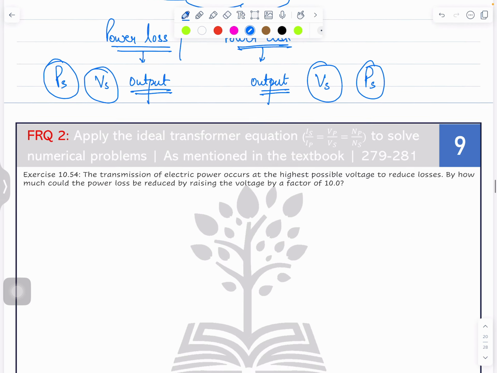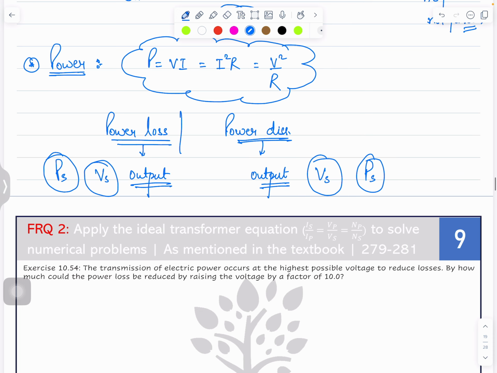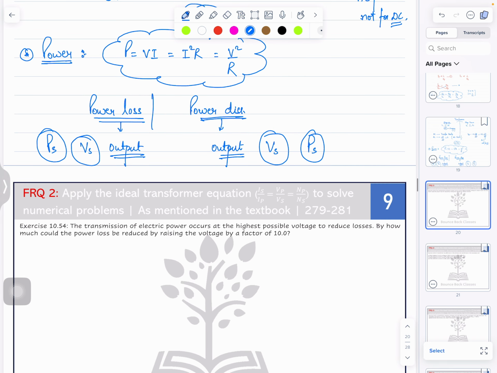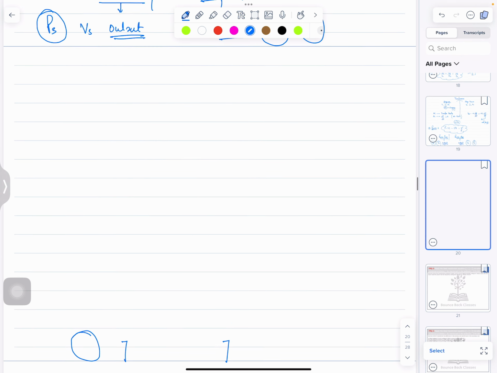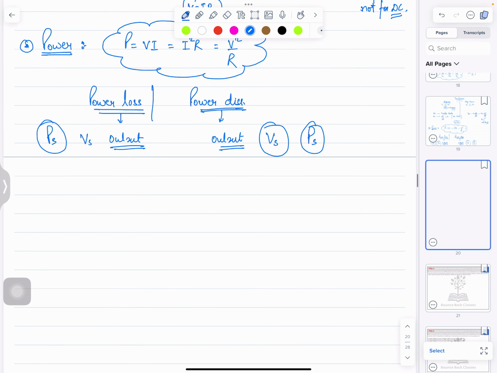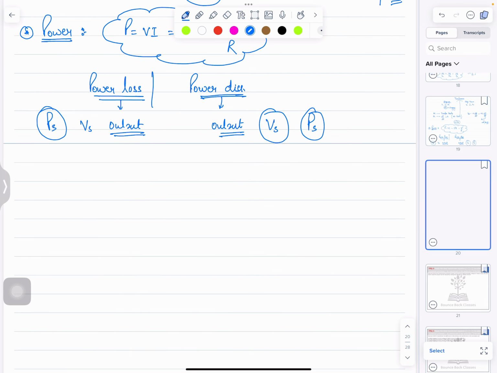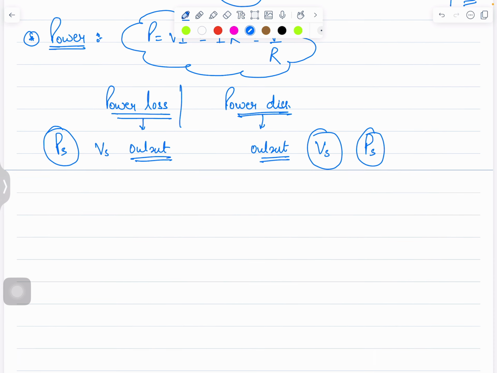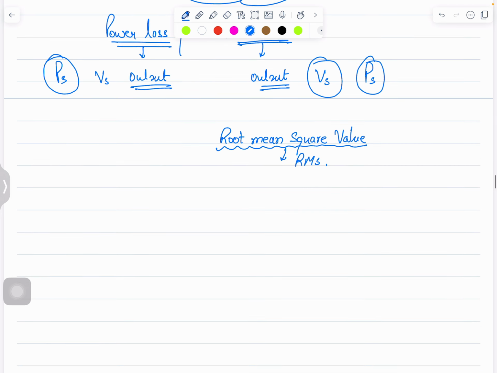One additional part I want to add here. One term sometimes in the exam they can ask you. The word is called root mean square value, that is also called RMS value. Okay. Root mean square value. Might be they can ask you. That is called RMS value. So simple formula to remember.